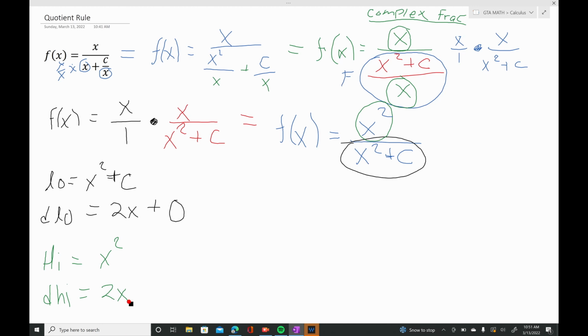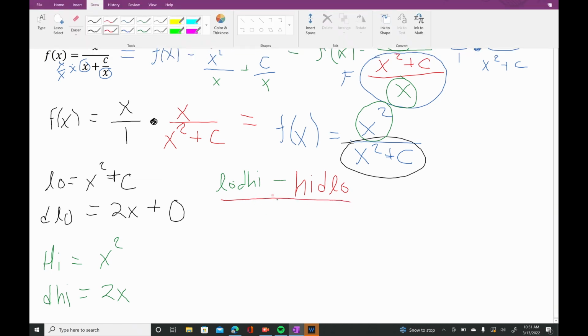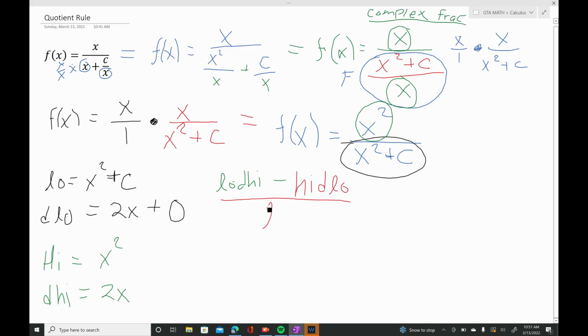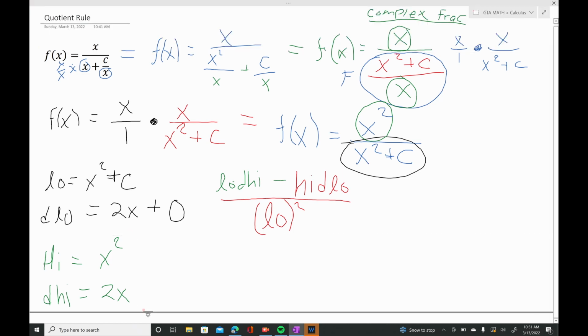And when we use this method, it's written out as low d high minus high d low, all of that over low squared. I'm going to give us some more space because we desperately need it.